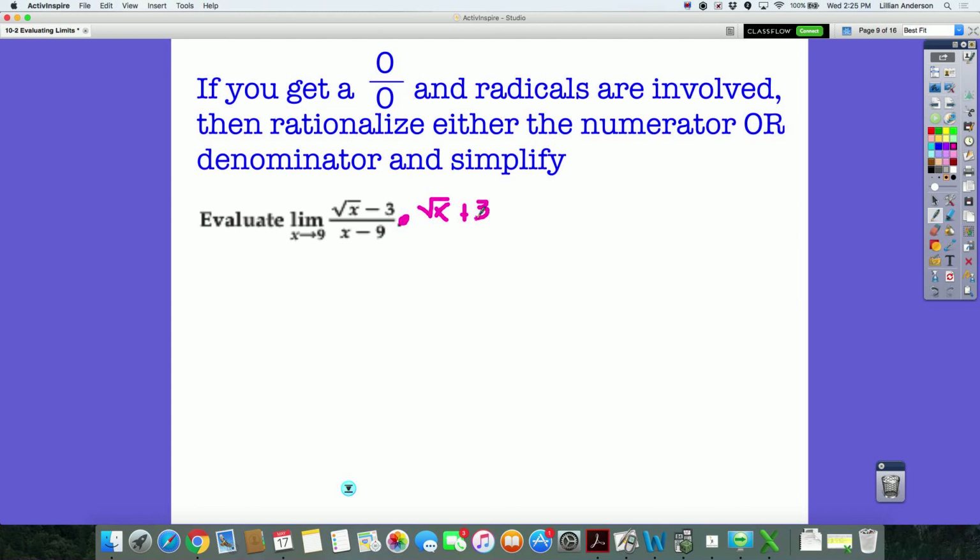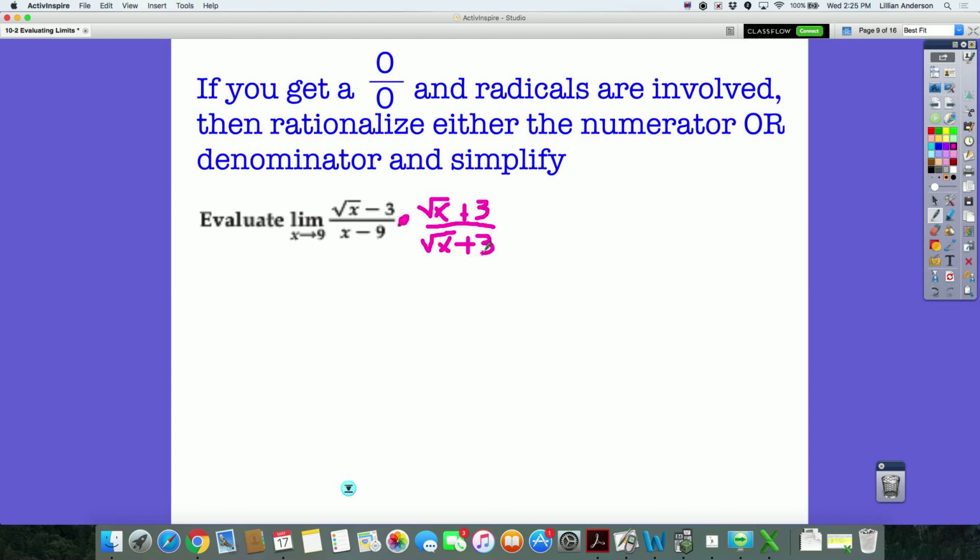But you would change it to a positive. Not plugging the 9. We already plugged the 9 in. When we plugged in 9, we got 0 over 0. Because we got 0 over 0, we have to rationalize it by multiplying by the conjugate, which is the square root of x plus 3. If the square root was on the bottom, then we would do the bottom. But because it was at the top, we do the top. Wherever the square root term is, that's what you multiply by, with the opposite sign.